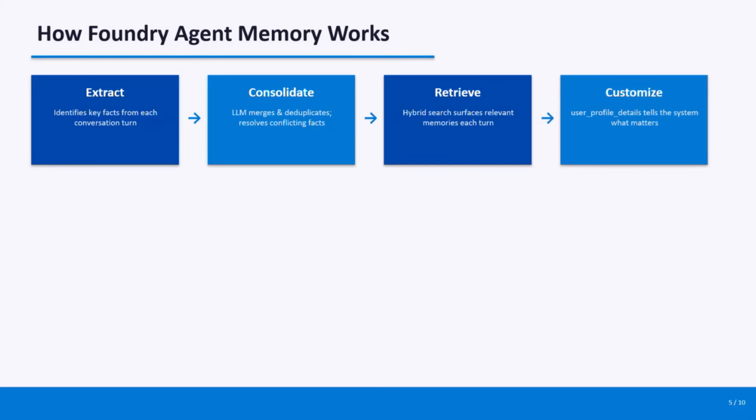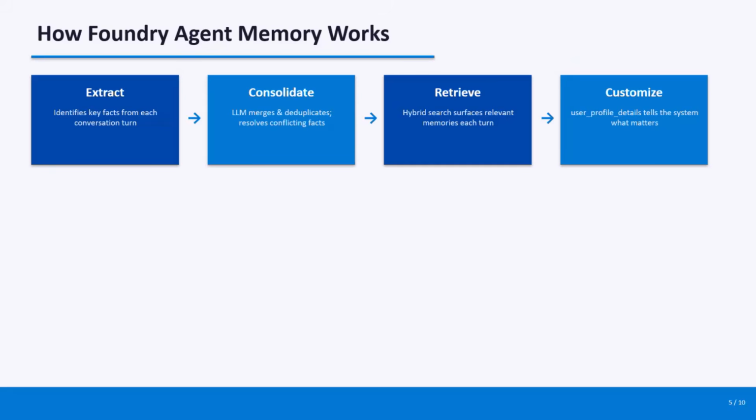And finally, customization. You get control over what the system should even pay attention to. That happens through the user profile details parameter. For example, for a SharePoint document agent, I might say track the user's role, department, frequently accessed topics, and document preferences. Or for a travel agent, it's things like airline preference or dietary requirements.